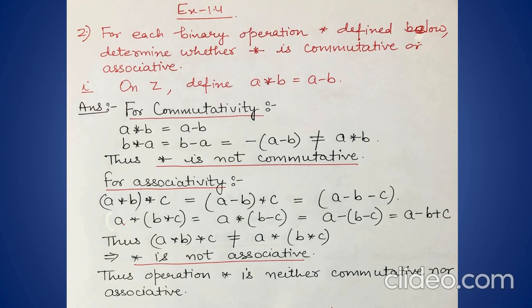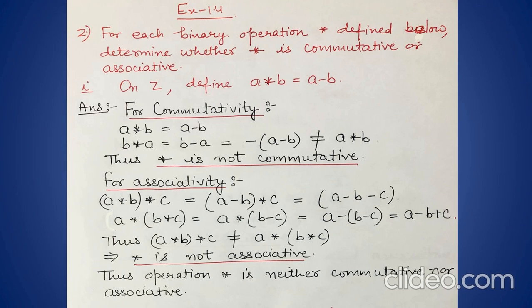Now consider A star bracket B star C. So first we solve B star C. Put the value of B star C, that will be B minus C. तो हमारा फंक्शन क्या आ जाएगा? A star bracket B minus C. Now we have to apply binary operation on A, this is our first element, and on B minus C, that will be our second element. So it becomes first element is A, तो A लिखेंगे और फिर minus second element, that is minus B minus C. Now if we open the bracket, signs will change, so it becomes A minus B and minus minus will become plus C.